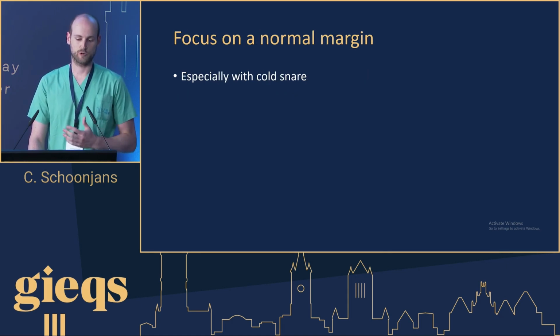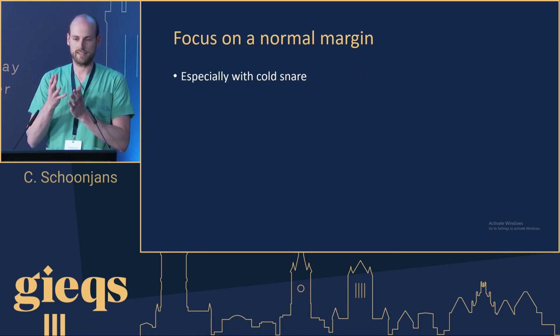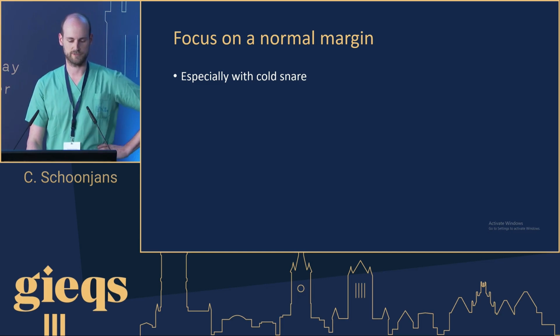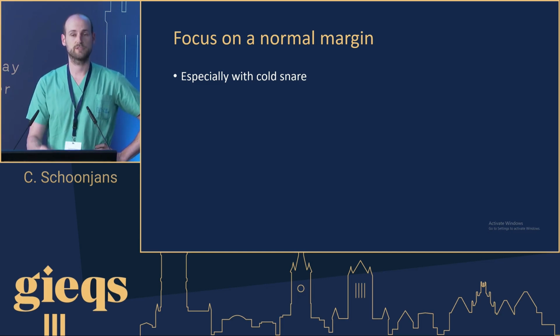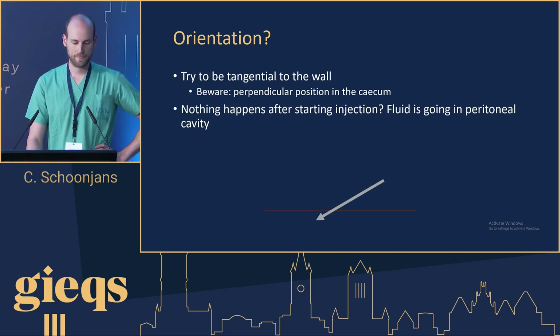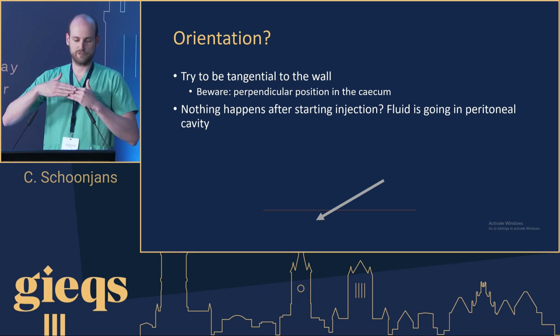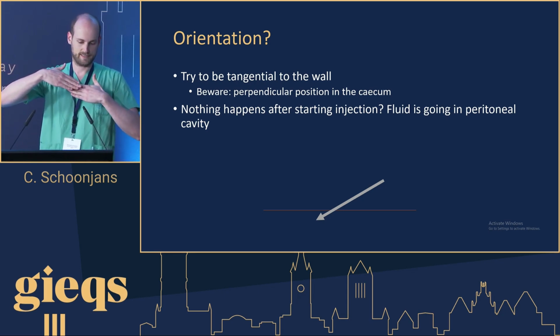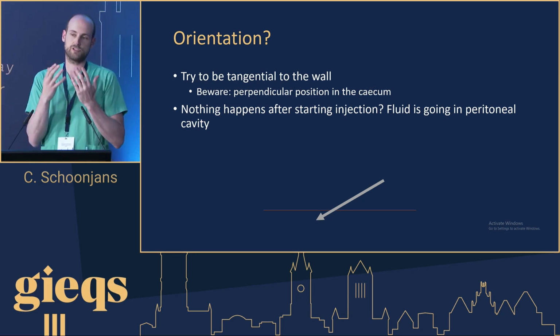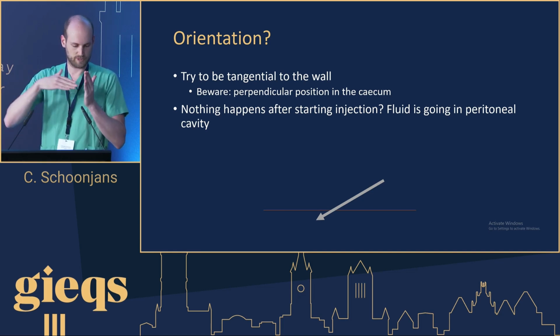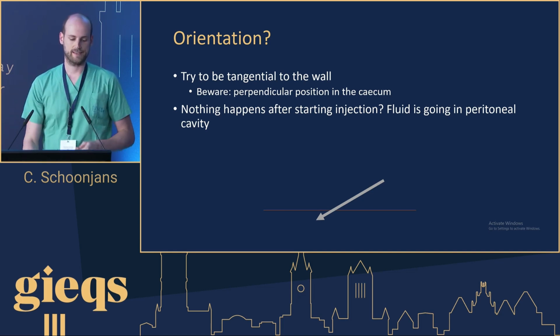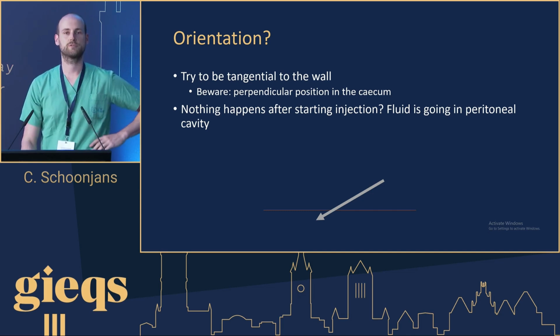Try to focus on a normal margin, so don't just inject the lesion, but also a bit of normal tissue, especially if you're doing cold snare polypectomy. The orientation of your needle should be tangential to the wall. In the GIEQs, this can be a bit more difficult because you're in a perpendicular position then. If nothing happens after you start injecting, maybe the fluid is going to the peritoneal cavity.